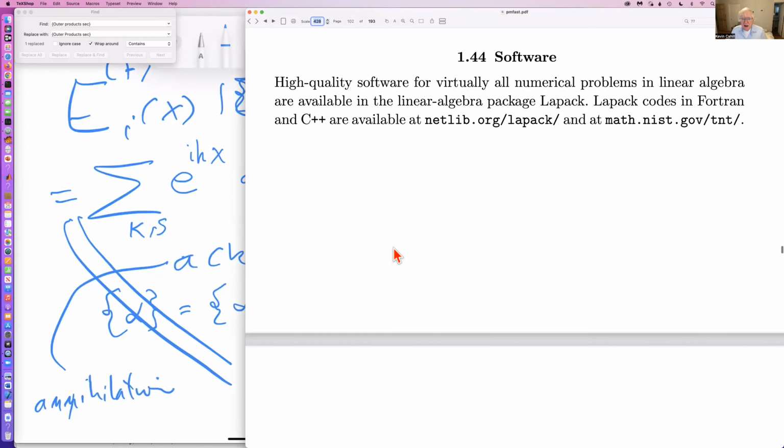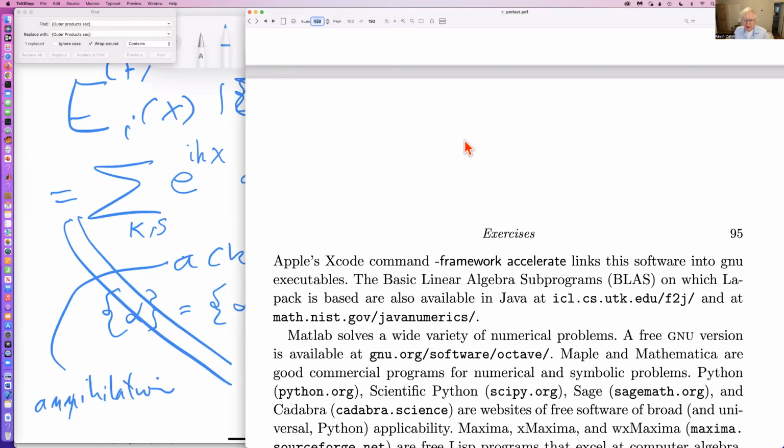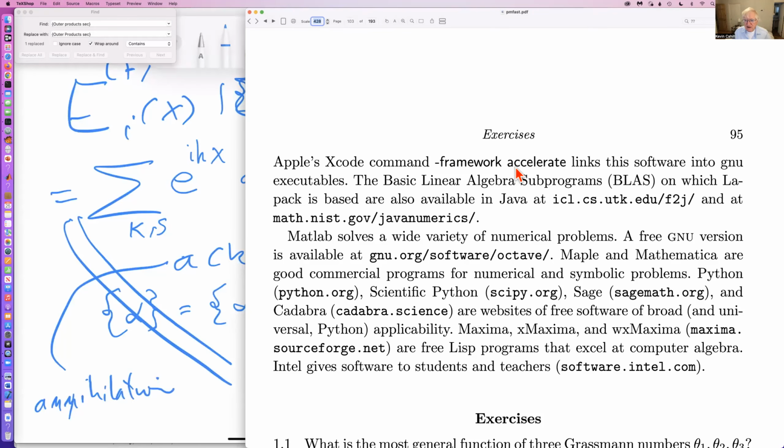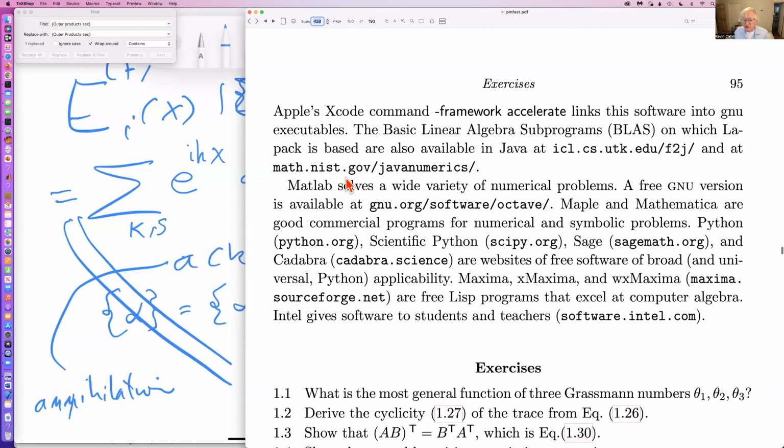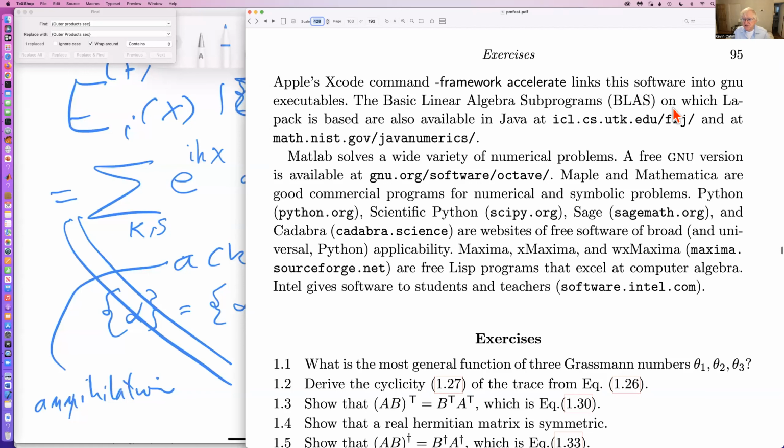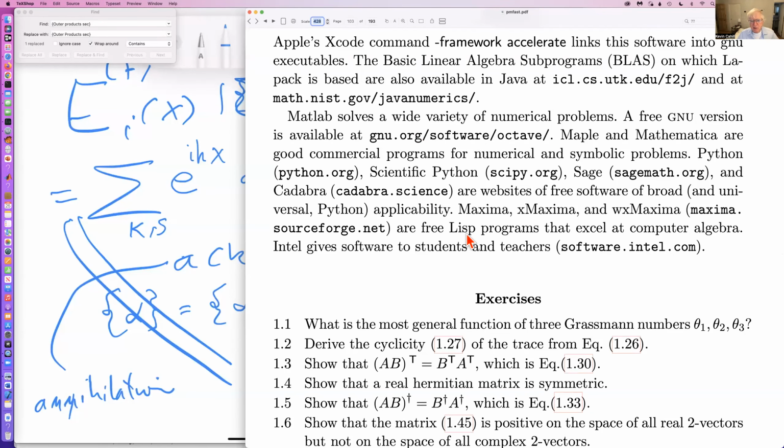Software. There's a linear algebra program called LAPACK. It has codes in Fortran and C++. And if you want real speed, you need to use Fortran or C. Apple's Xcode command -framework accelerate links the software into GNU executables. Basic linear software, BLAS, on which LAPACK is based, is available here as Fortran programs, possibly as C programs.